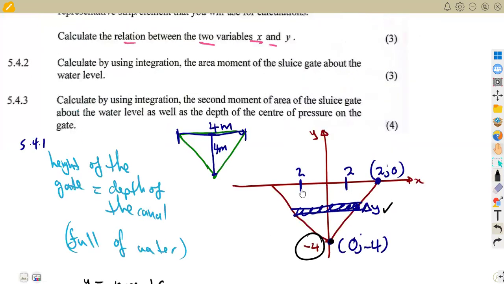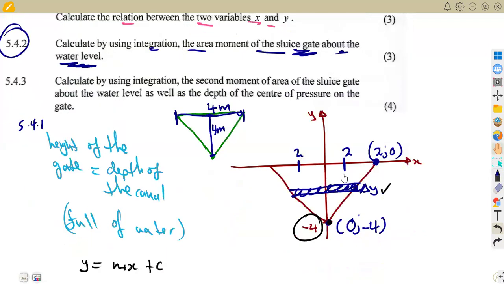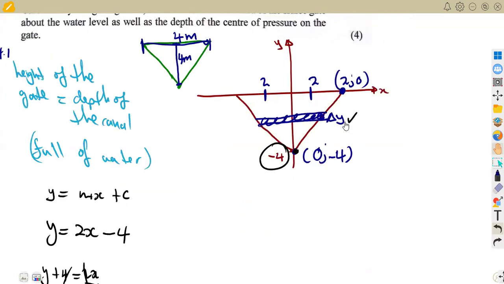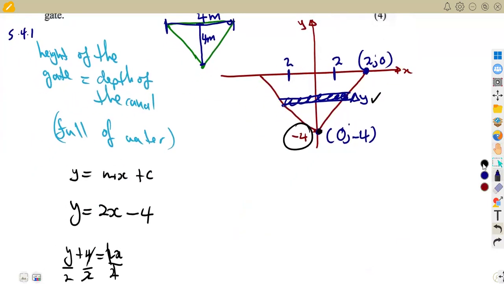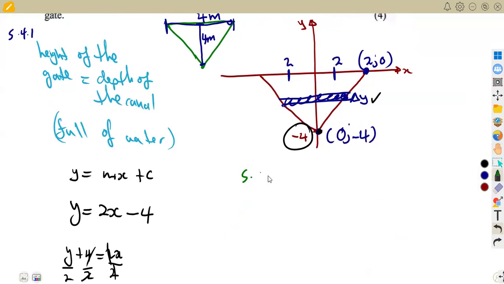All right, let's move on to the other part of the question. What we want now is to calculate using integration 5.42. Calculate by using integration the area moment of the sluice-gate about the water level, about the conditions that we are given before. That is what they're simply saying. So we know that in this case, the area moment is simply the integral of this 5.42. From your formula sheet, the area moment with respect to x is equal to the integral of r dA, given a and b as your limits.